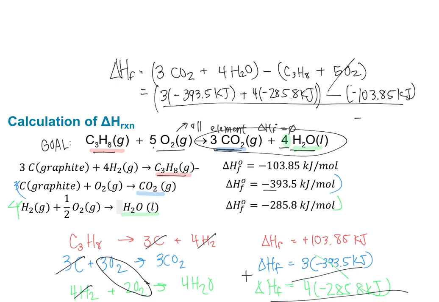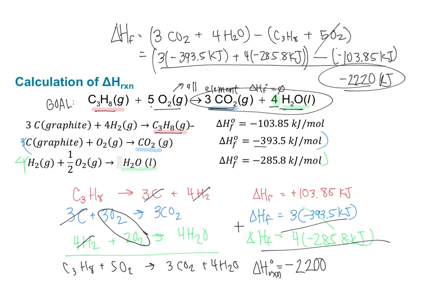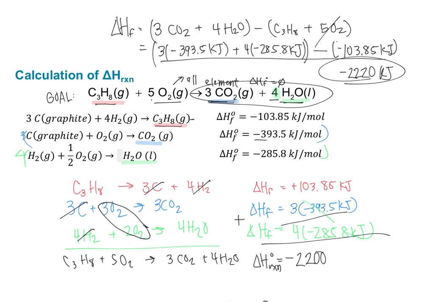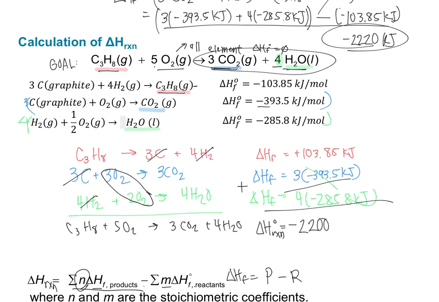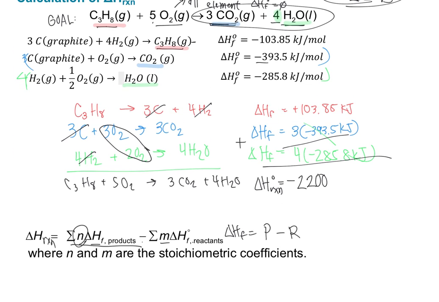So we plug in this calculation and we get the same value, which is actually a misread. It's negative 2220, not 2200 kilojoules. So this, in my opinion, is a lot easier, a lot less work than Hess's law if you have the enthalpy of formation values. So products minus reactants, that's what we're going to be doing for that.